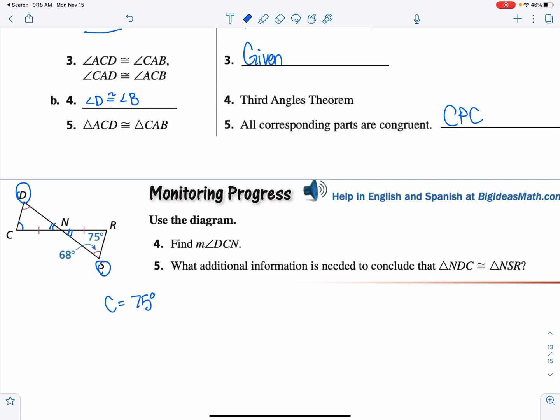And then what additional information is needed to prove that those triangles are congruent? Well, we have a pair of sides that are marked congruent. So in order for them to be congruent, we need to know, first of all, that NS is congruent to ND. So the other sides that are touching in the middle, those would have to be given as congruent. And then the other pair of sides that we need to be congruent would be RS, would need to be congruent to CD. And then we could say those triangles are congruent.